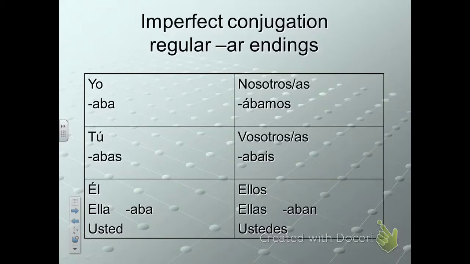Nosotros. Here's where there's a little bit of a kick. Have we had accent marks in the nosotros form? No. Now you do. I don't like this. Ábamos, with an accent on that A. You can write down the vosotros if you want. We're not going to use it. Ellos, ellas, ustedes, aban.